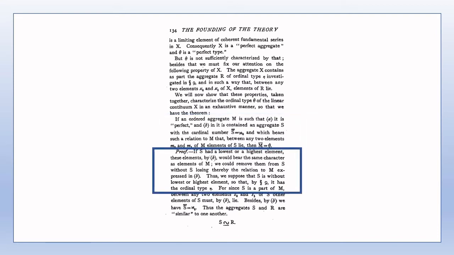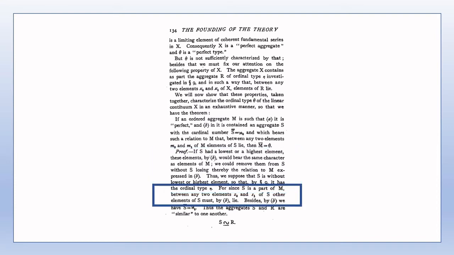The assumption that S, that is the aggregate with cardinal number aleph-0, which is contained in the aggregate M of the theorem, has no highest element and no lowest element, ensures that S has the ordinal type eta. If S has a highest and or a lowest element, then the ordinal type will be slightly different to eta, such as 1 plus eta plus 1 or eta plus 1, and so on. But nevertheless, assuming that S has the ordinal type eta retains the full generality of the proof.